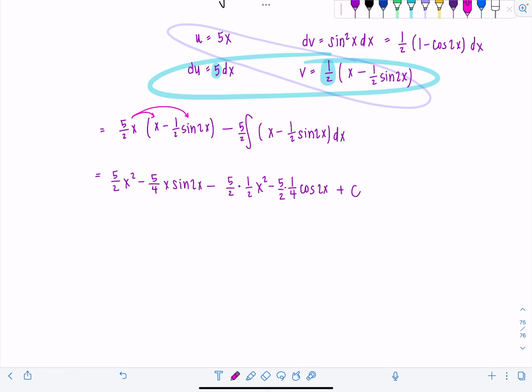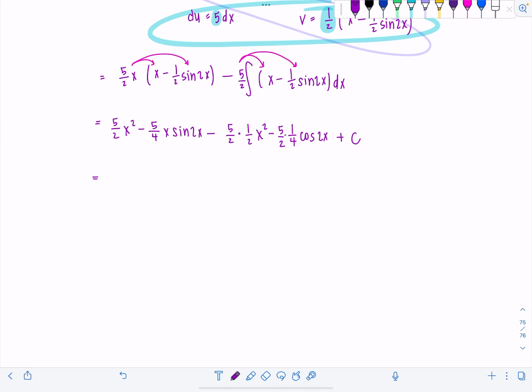Okay, so I was a little wild. I integrated and distributed at the same time. And then, let's see, notice I have some like terms I can combine. This is 5/2 x squared. That's 5/4 x squared, negative. So altogether we have 5/4 x squared minus 5/4 sine 2x minus 5/8 cosine 2x plus c.